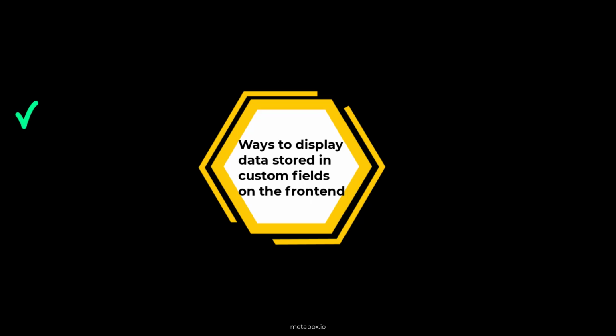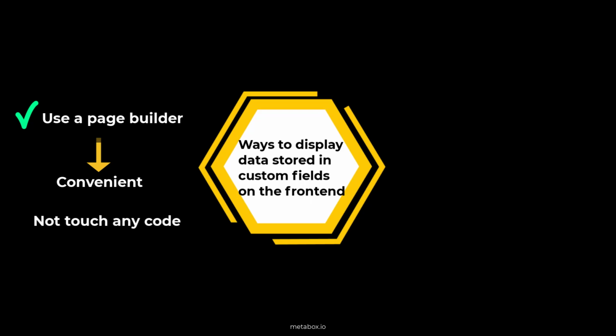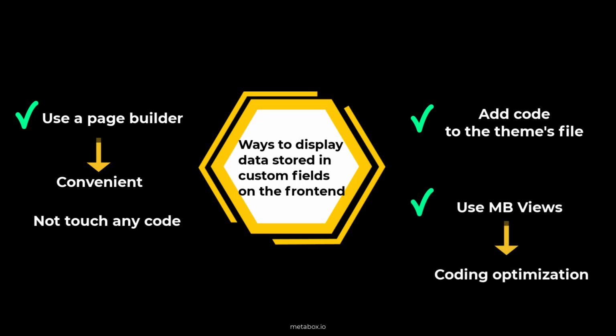You may want to use a page builder for the most convenient way and not touch any line of code. On the other hand, you can add code to the theme file, or use MB views with better optimization in coding. In this case, we will need to add code to the theme file to add data from custom fields to the RSS, so I will use the same way to display data on the front end.